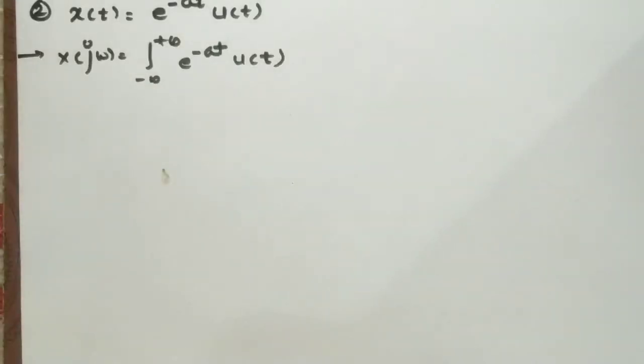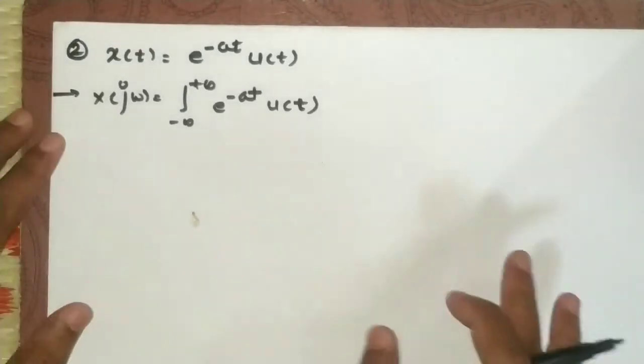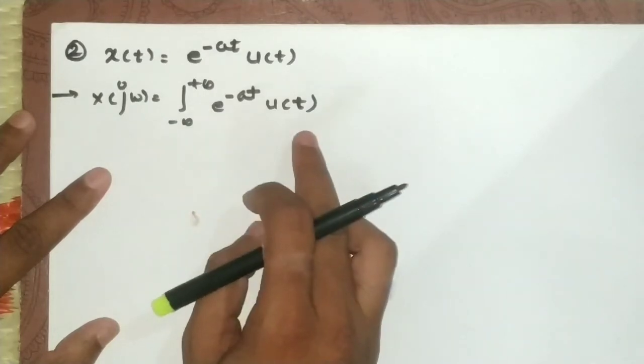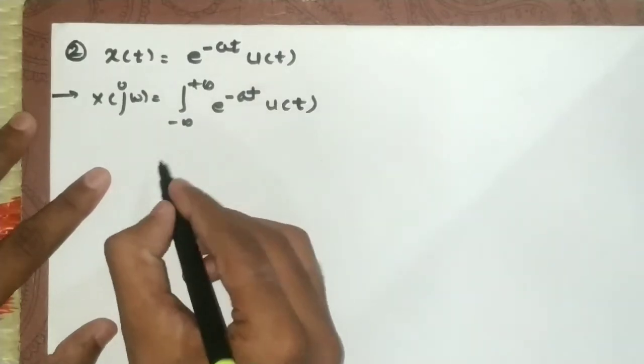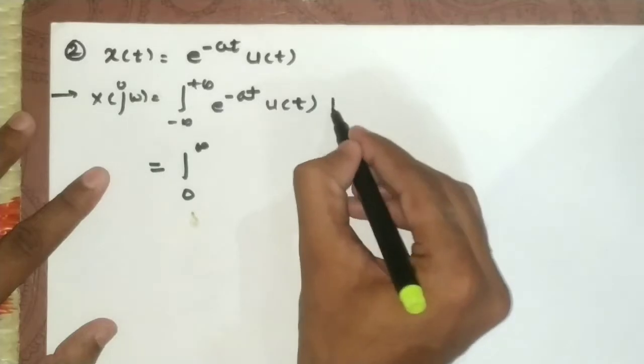Let us take one more example. x(t) is equal to e raised to minus a t into u(t). So here we have kept this value. Now we have an input function that is going to be a step function. So if it is a step function, we can change the limit from 0 to infinity.